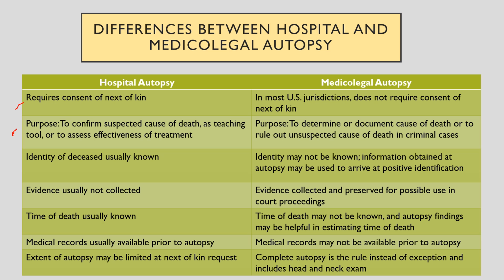And then, of course, one other reason is to confirm suspected cause of death, and assess effectiveness of treatment. This is also in trials and research purposes. Then for medical legal autopsy, the purpose is to determine or document the cause of death, or to rule out unsuspected cause of death in criminal cases. This is very straightforward, and you are able to see the difference between hospital autopsy and medical legal autopsy in this manner.